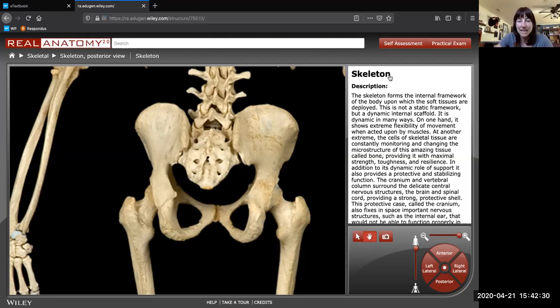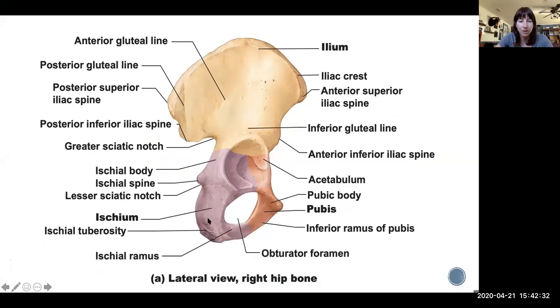Let's move down to the ischium, which is in purple in this picture. You've got the main brunt of it, which is going to be your ischial body. So most of it is the ischial body. Sorry, I'm just thinking back to how to pronounce this, acetabulum. All right, anyway, the ischial body is like the main chunk of the ischium.